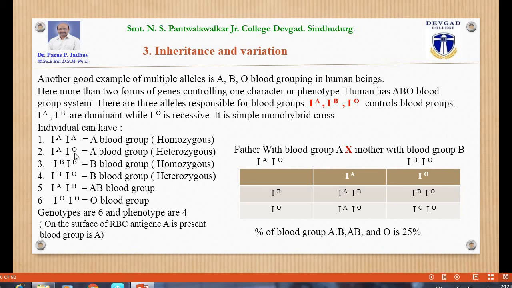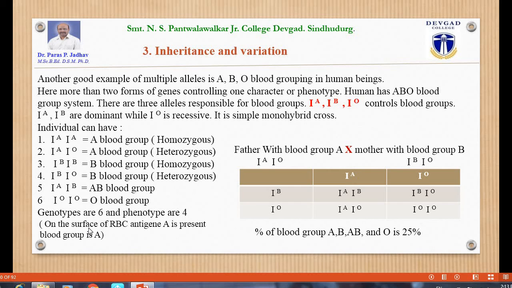IA, IO, A blood group, kaha recessive hai, but heterozygous. IB, IB, B blood group, homozygous. IB, IO genotype astil, tar B blood group, heterozygous. IA, ani IB genotype astil, tar AB blood group. Ani IO, IO astil, tar O blood group. So genotypes are 6 and phenotypes are 4.